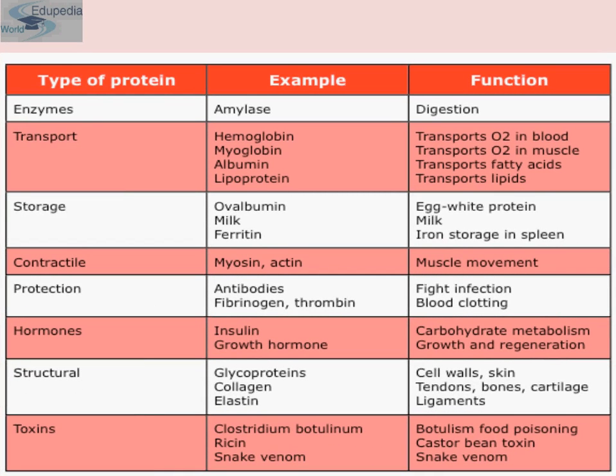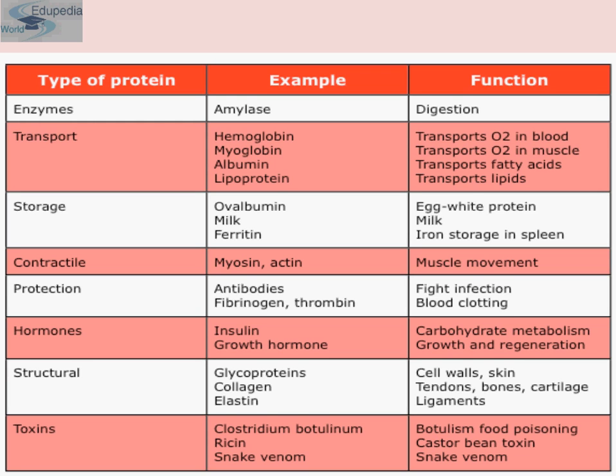Types of protein. There are 8 types of protein. One is enzyme. An example is amylase, which helps in the digestion of our food, and amylase is present in our saliva. The second type of protein is transport protein, like hemoglobin, which helps in the transportation of oxygen to other tissues of the body.